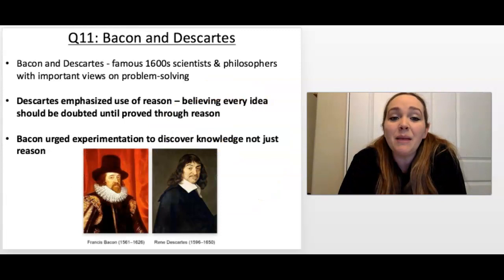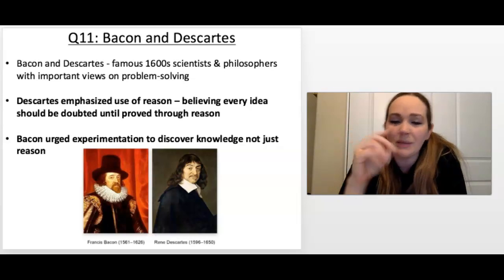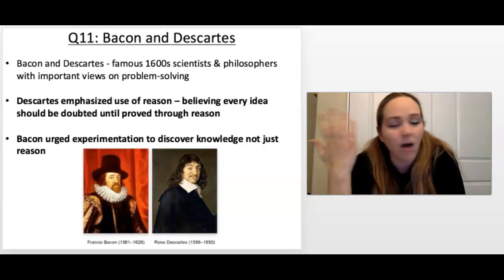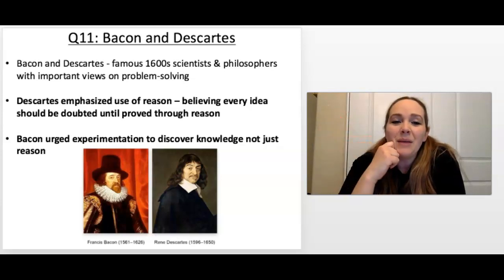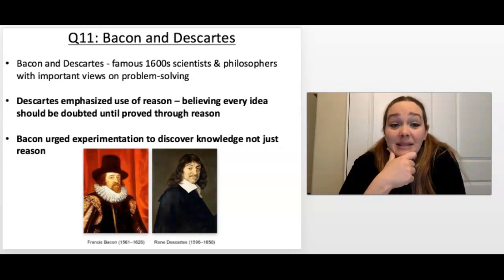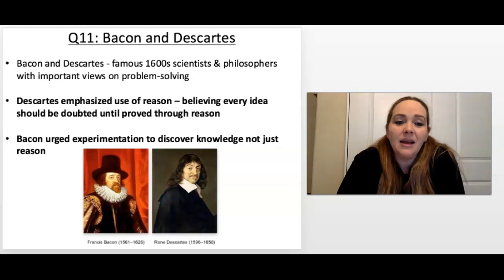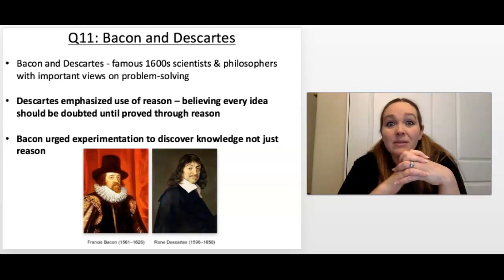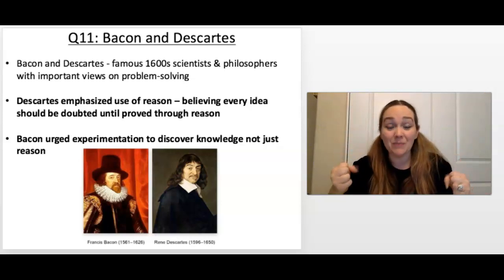Okay, number 11, Bacon and Descartes. No, not bacon like you eat. I know, it's disappointing. You wish it was some nice crispy chewy bacon, but it's not. Bacon is a person, and no, he didn't invent bacon. That also would have been super cool, but not true. Okay, Bacon and Descartes, they're scientists who live in the 1600s, and they kind of tag team in scientific thinking, like observation and experimentation being important.